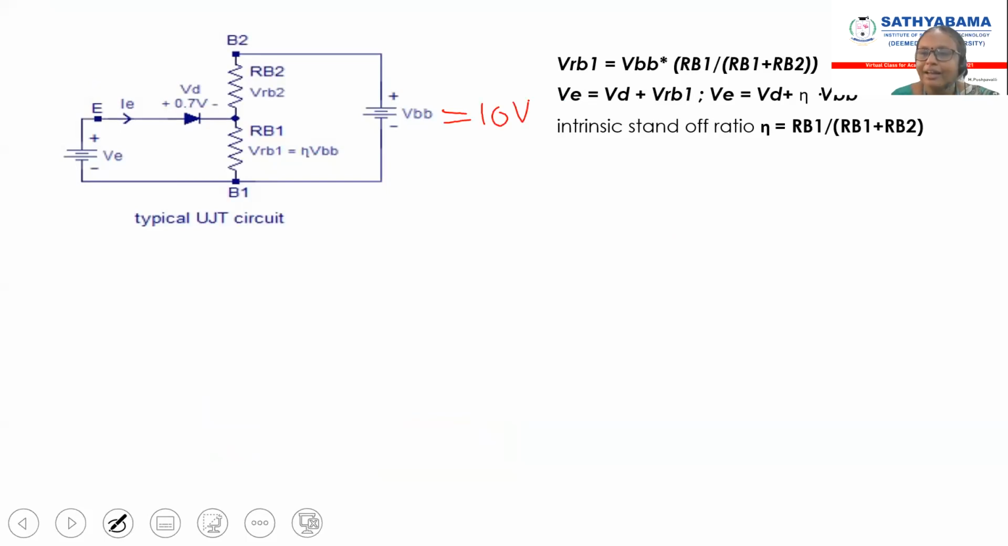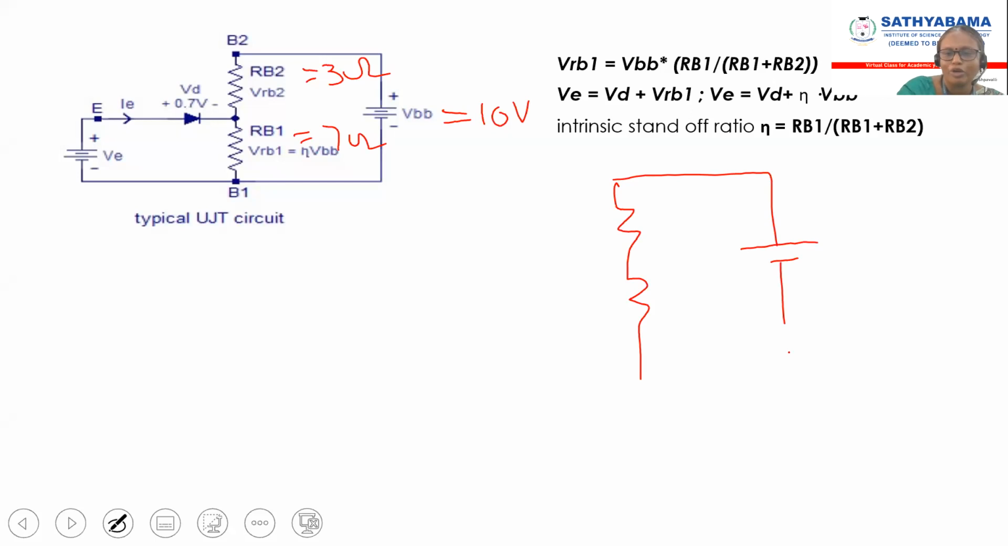I'm going to explain the working of UJT. Consider RB2 as 3 ohm resistance, because it is very near to my emitter terminal. So comparatively, RB2 will be less than RB1. Consider RB1 as 7 ohm resistance, and ignore the 0.7 voltage. Emitter is open. So what will be the voltage across VRB2 and VRB1? I'm going to apply my 10 volt here, this is 3 ohm resistance, and this is 7 ohm resistance. My emitter is open, I'm not applying any emitter voltage, so that is 0 volt.